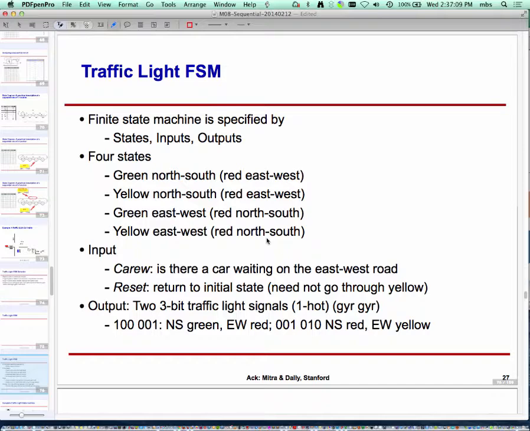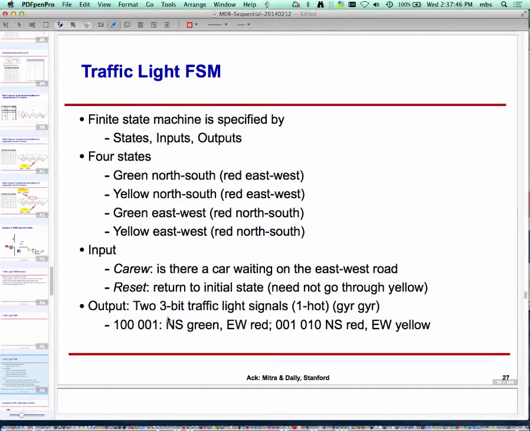We have 2 inputs. We have the input car east-west, which basically says is a car waiting on the east-west route, and then there is a reset, which basically says return to initial state without going to yellow. So reset basically immediately takes our system so that east-west is red, north-south is green. For output, I have 2 3-bit traffic light signals. So for example, 100001, if my output is this, it's basically indicating that north-south is green and east-west is red.